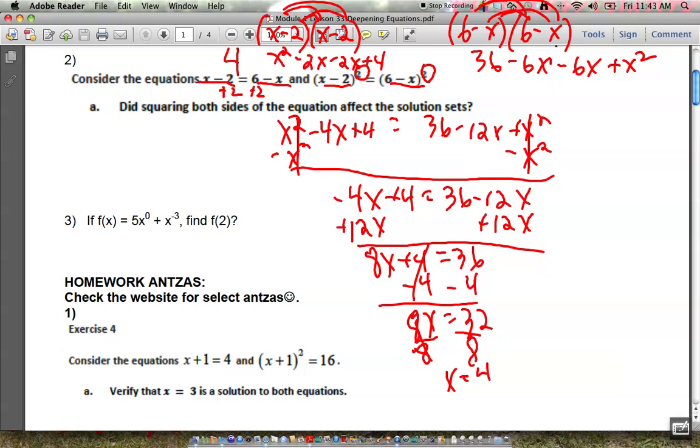So when I plug in a 2, 2 to the 0 is 1. Then I multiply that by 5 and I get 5. So it's not 1. The 0 exponent only applies to the x. It does not apply to the 5. If I wanted it to apply to the 5, I would have to put it in parentheses. And then x to the negative 3, negative exponent means reciprocal, so this becomes 5 and 1/8. Okay? Any questions?